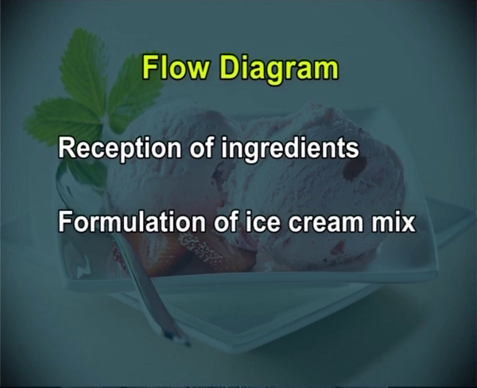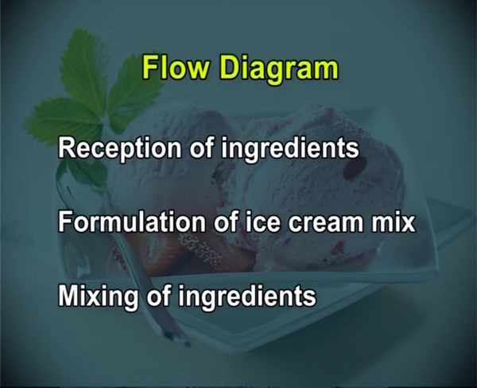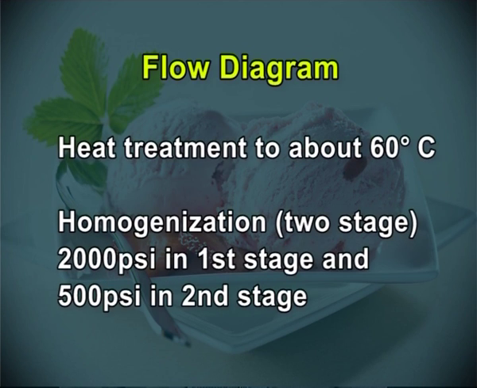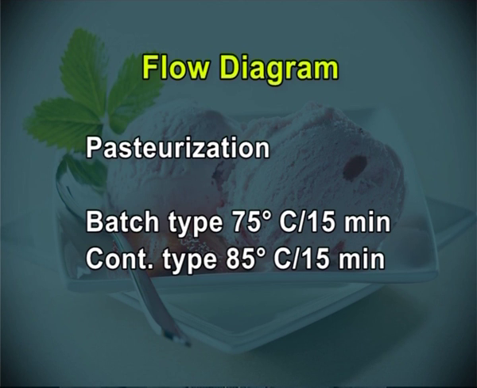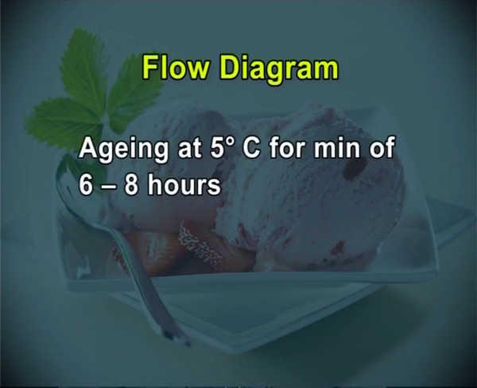Formulation of ice cream mix. Mixing of ingredients. Heat treatment to about 60 degrees centigrade. Homogenization, 2 stages. 2000 psi in first stage and 500 psi in the second stage. Pasteurization. Batch type 75 degrees centigrade, 15 minutes. Type 85 degrees centigrade, 15 minutes. Cooling to 5 degrees centigrade. Aging at 5 degrees centigrade for a minimum of 6 to 8 hours.